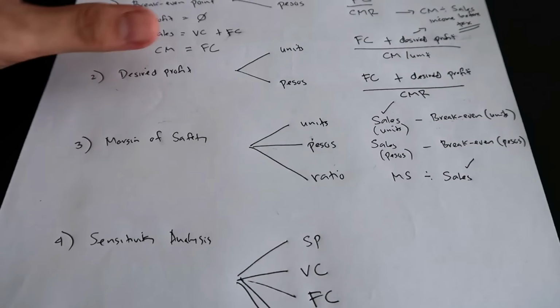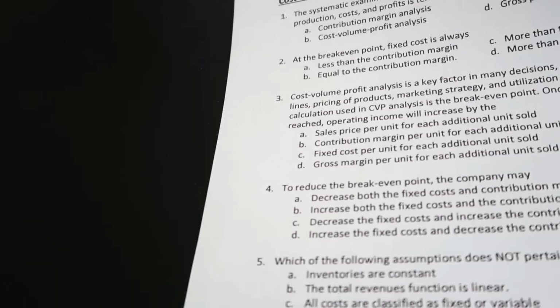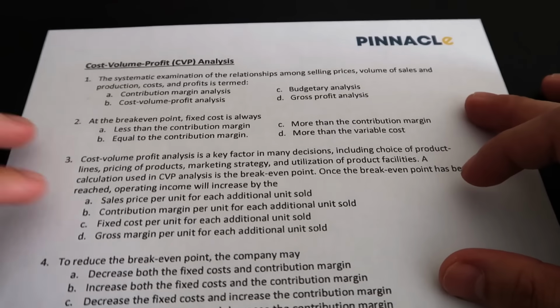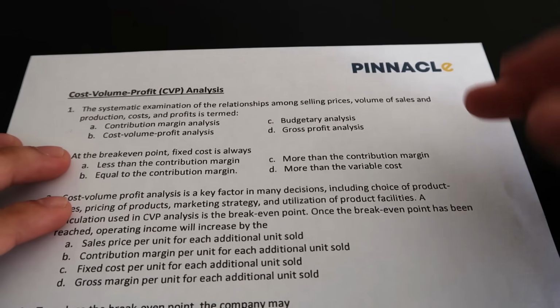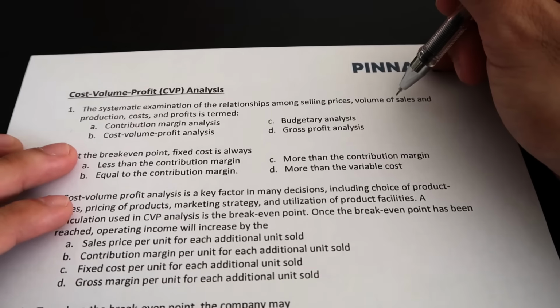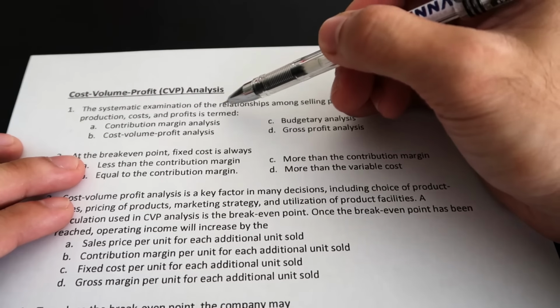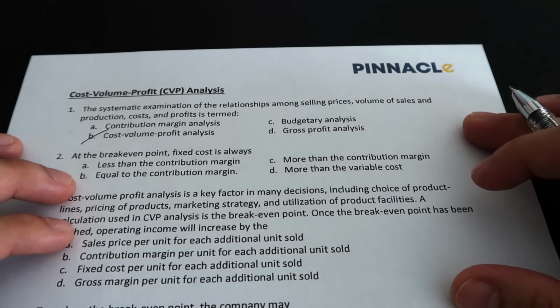Let's do some exercises. Let's start with theory first. Last nyo sa akin, may theory pa kayo, ha? Ayan. Let's go to number 1. The systematic examination of the relationships among selling prices, volume of sales, and production, costs, and profits is termed. So, syempre naman, yung topic natin for today, CVP analysis.